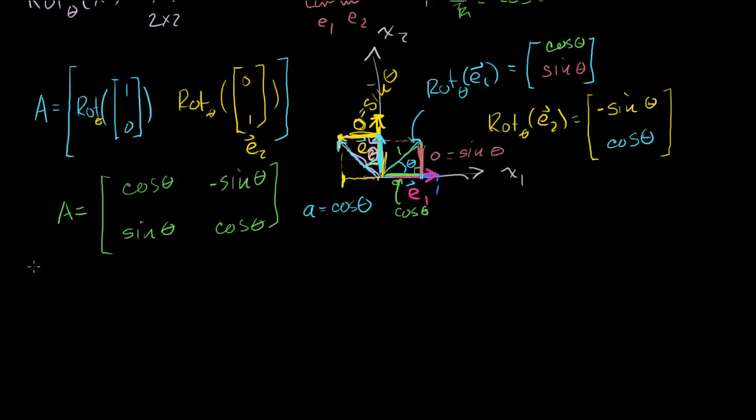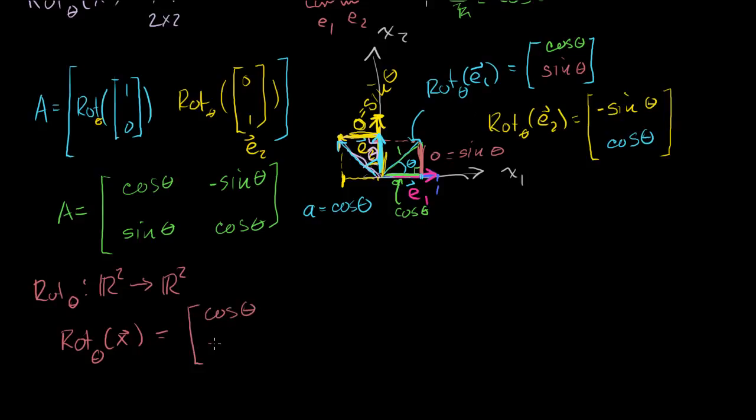So we can now say that the rotation transformation, and it's a transformation from R2 to R2, it's a function. We can say that the rotation through an angle of theta of any vector x in our domain is equal to the matrix cosine of theta, sine of theta, minus sine of theta, cosine of theta, times your vector in your domain, x1 and x2.